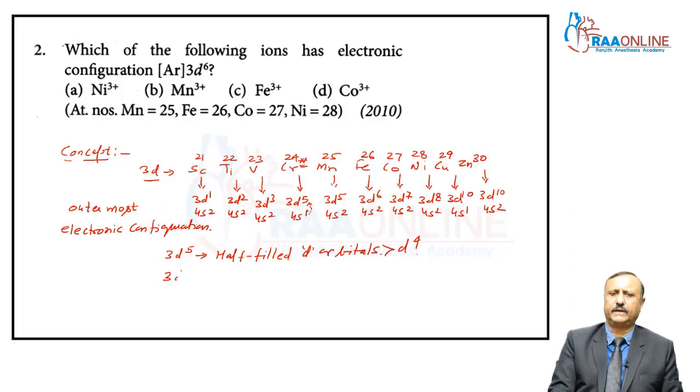My dear students, when 10 electrons are filled in the d orbitals, these are called filled d orbitals or completely filled d orbitals. And this completely filled d orbital is more stable than d9. So, you can see here these are the half filled d orbitals and completely filled d orbitals.